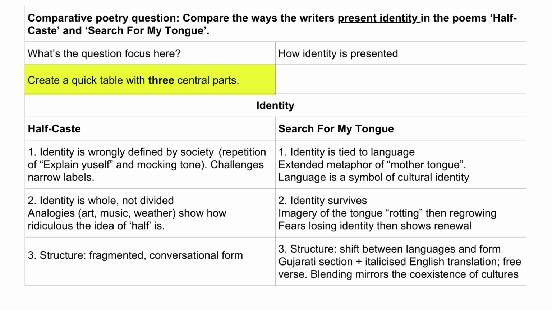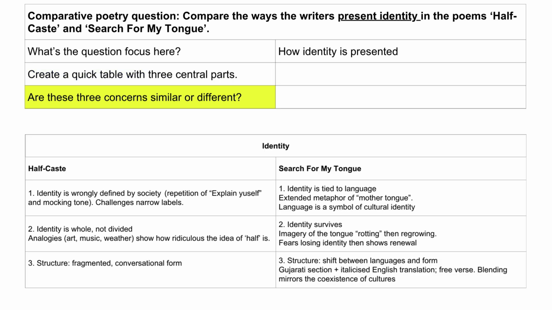And then the same thing for Search for My Tongue. You can read through those, very similar kind of ideas. Now, once I've done that, I want to think, how similar are those ideas? Or are there some differences that I can identify before I start putting this together?